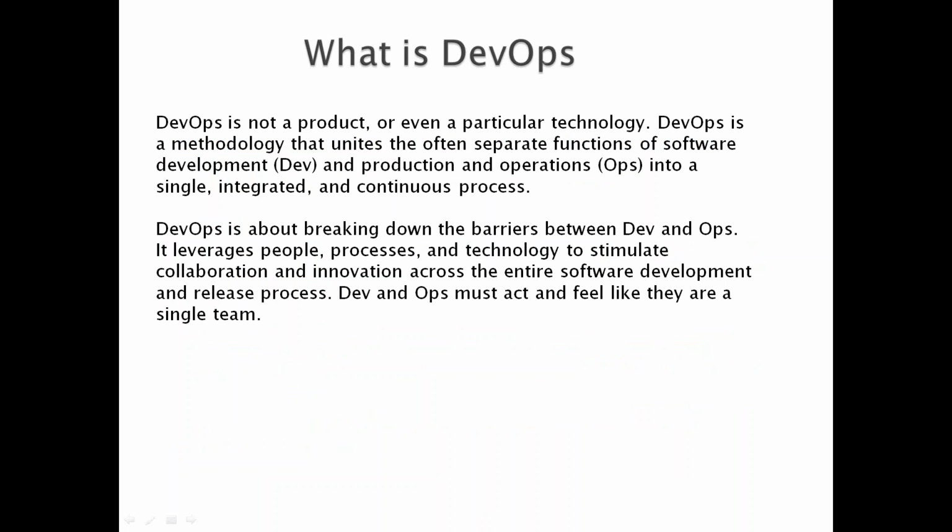So what is DevOps? DevOps is not a product or a particular technology. It's a methodology. People confuse DevOps as a software or some technology, but it's a software development lifecycle. It is a way how you deliver your software, from the design phase to the production phase. In the DevOps methodology, it will unite the separate functions of software development and operations into a single integrated and continuous process.